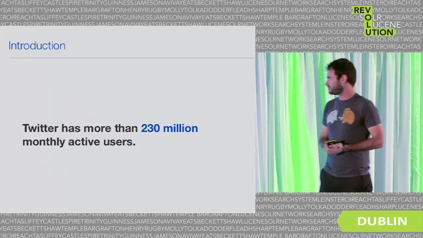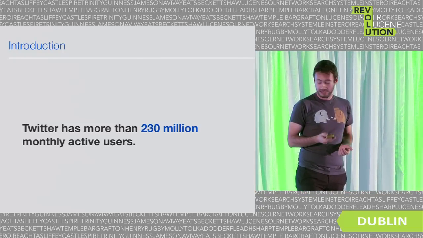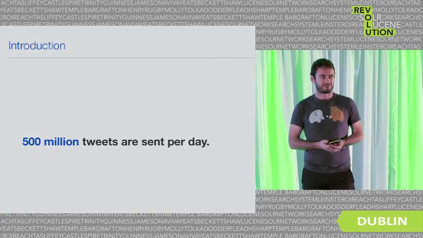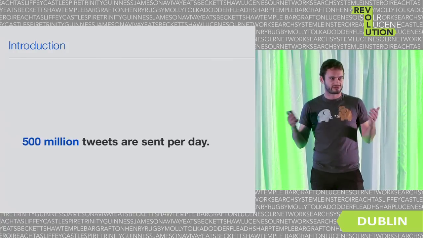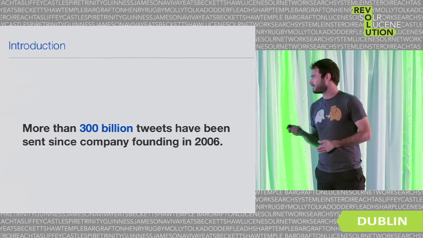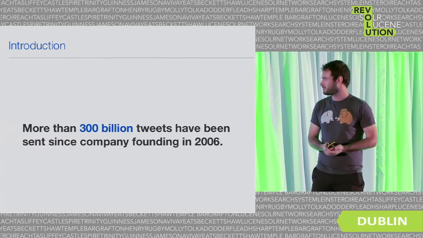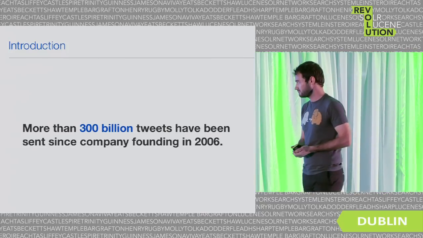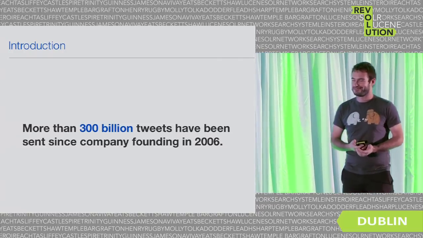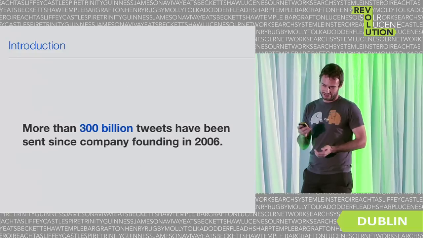Now, Twitter has more than 230 million monthly active users, and 500 million tweets are sent every single day. That's, of course, a huge amount, even though tweets are short. That basically means that we have already seen more than 300 billion tweets since the company was founded in 2006. It's not quite 15,000 years old yet, and people haven't been tweeting for 15,000 years, but we still have a huge amount of tweets.